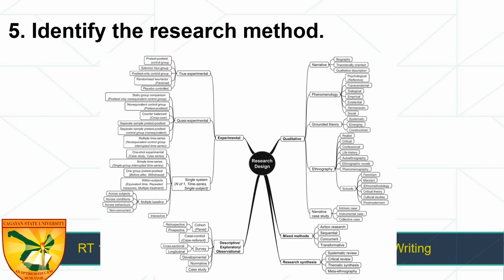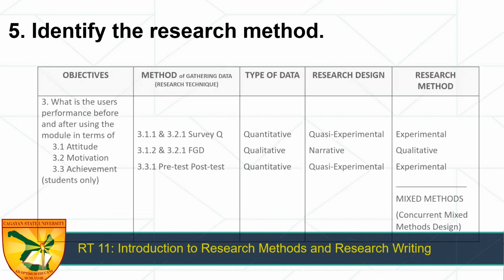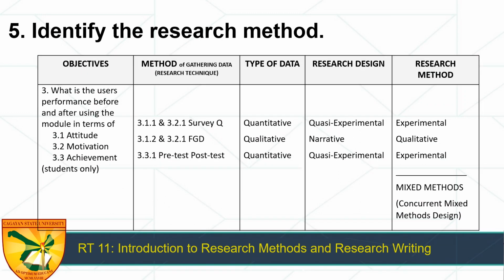And then finally, identify the research method. So in this example, for a quasi-experimental, this is of course experimental and it's quantitative. For narrative, this is qualitative. For quasi-experimental, yes, it is experimental and quantitative. And overall, the research method here is a mixed methods, specifically a concurrent mixed methods design.